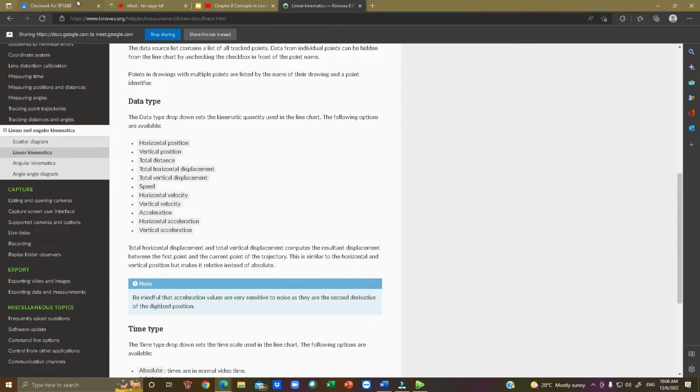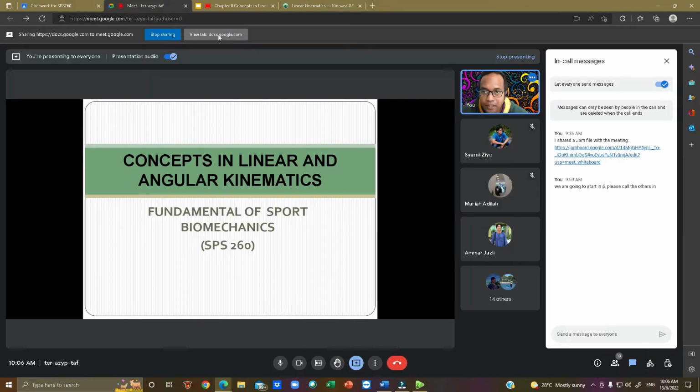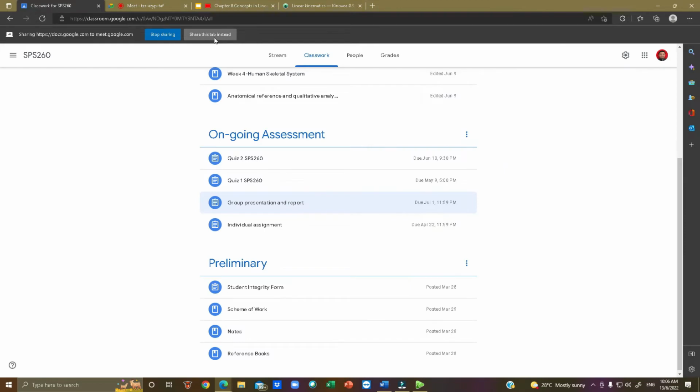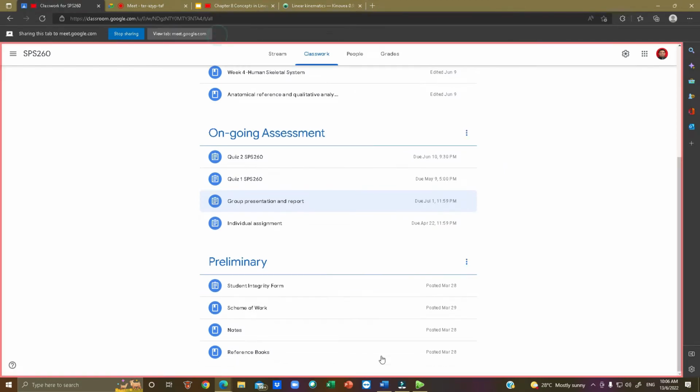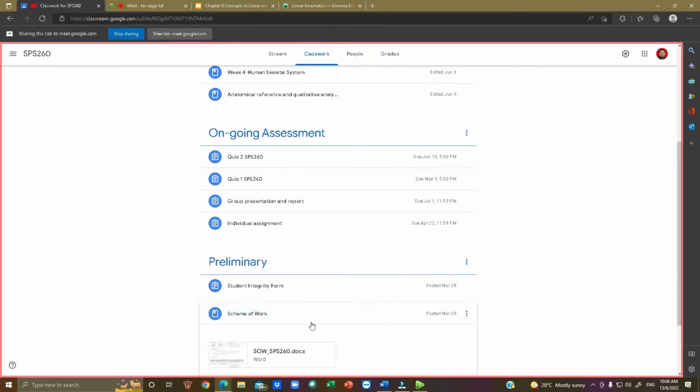Okay, so before we start with our topic, we have two topics left. This is the second last concept in linear and angular kinematics, and the final topic will be regarding concepts in linear and angular kinetics. Tu terakhir lah. So before we go there, let's see this one first.